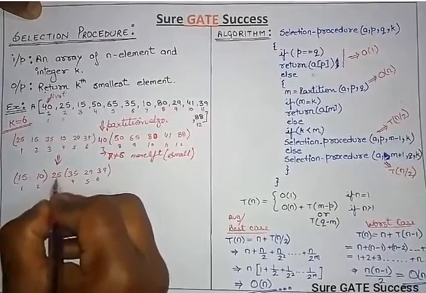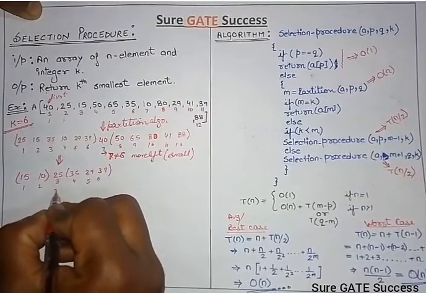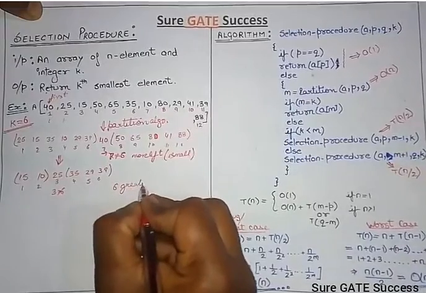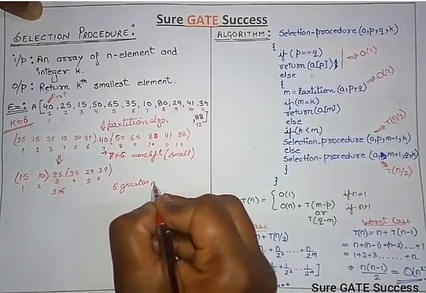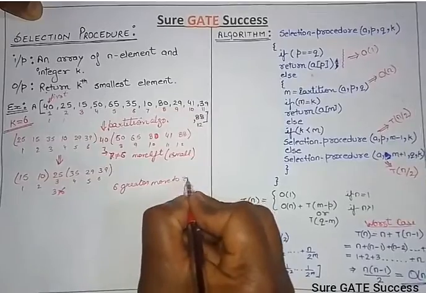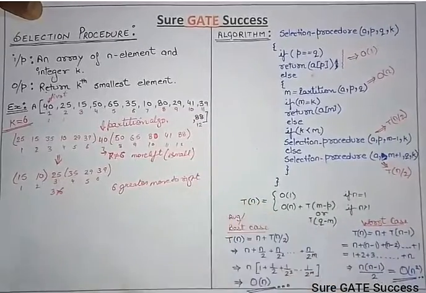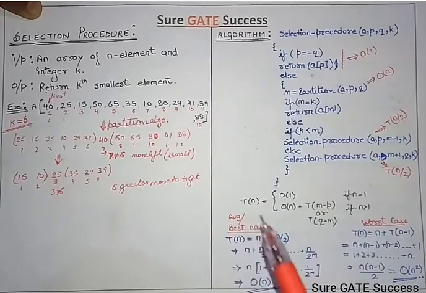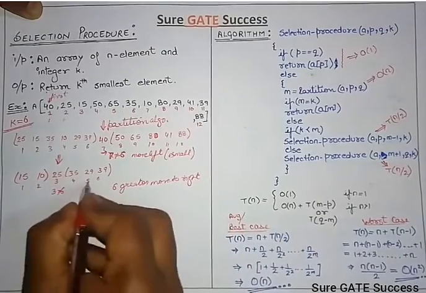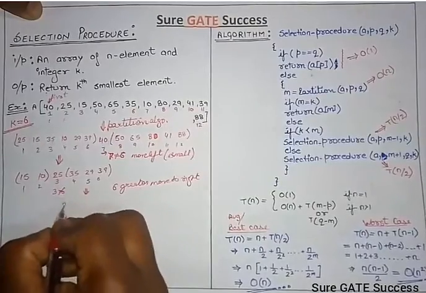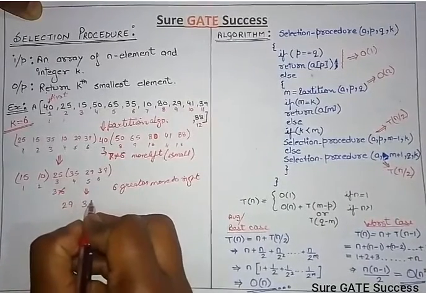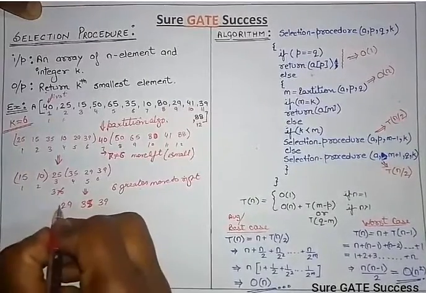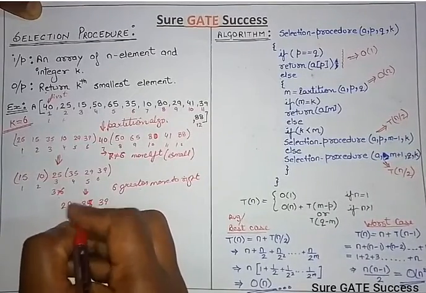Now we have to check with the returned position. 3 is not equal to 6, and 6 is greater, so move to the right. If we are moving right, that means the value is greater. If we are moving to the left, that means the value is smaller. So now we apply it to this part: 29, 35 and 39. We have to apply the partition algorithm here also.